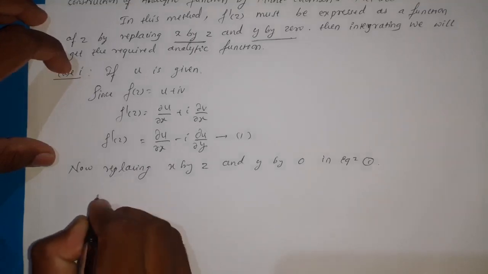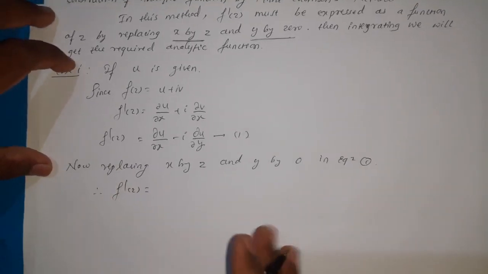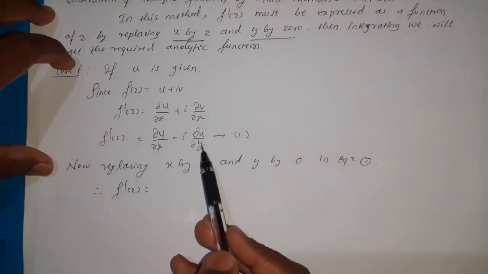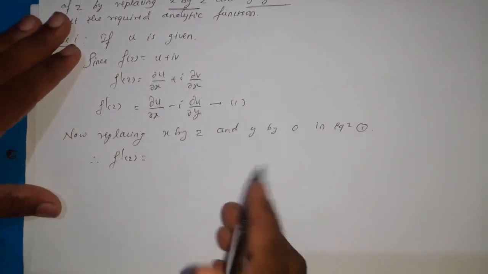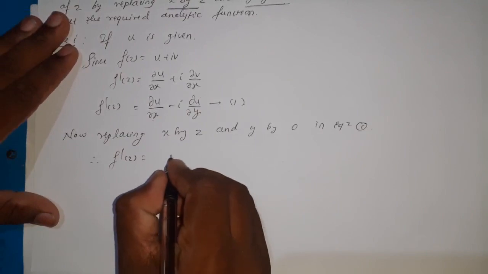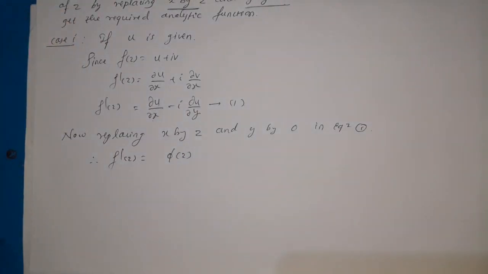Then f dash of z becomes, here dou u by dou x and dou u by dou y are functions of x and y. Here we are replacing x by z and y by 0, which means all the variable y are equal to 0 and x becomes z. Therefore the total function will become a function of z. Let it be phi of z.